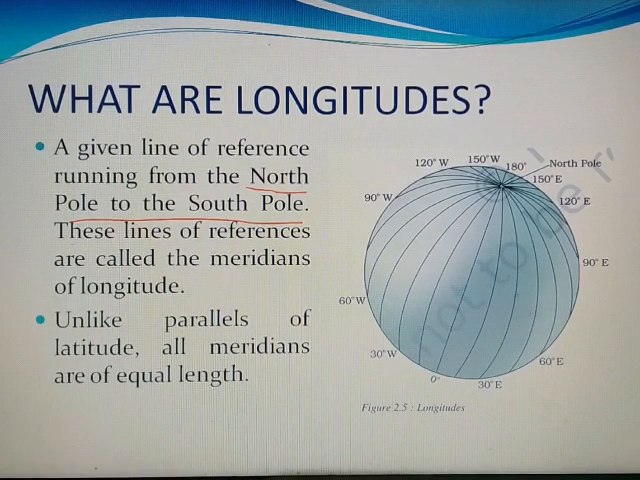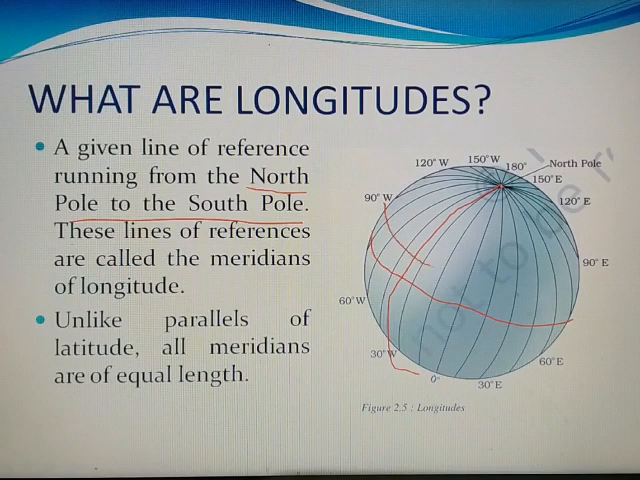So here the longitude is an imaginary line drawn from the North Pole to the South Pole, and all the longitude lines are equal in length. But when we talk about latitude, the maximum length will be in the equatorial area, and this length is going to decrease towards the pole. But in terms of longitude, the length of this imaginary line is equal.